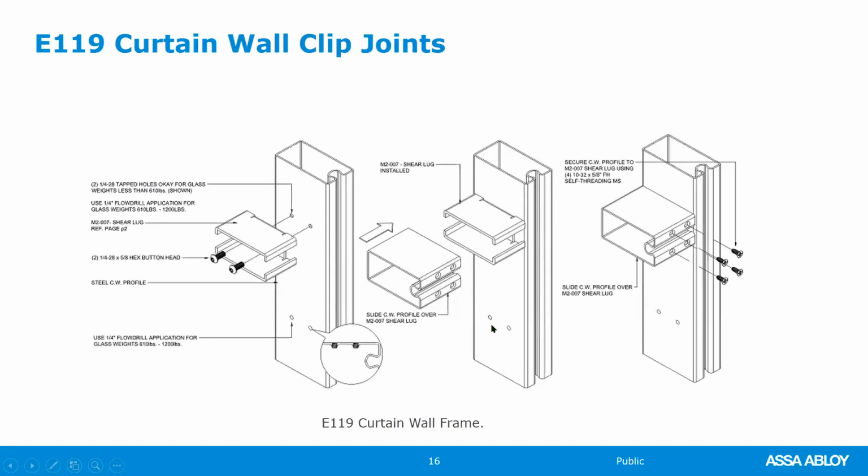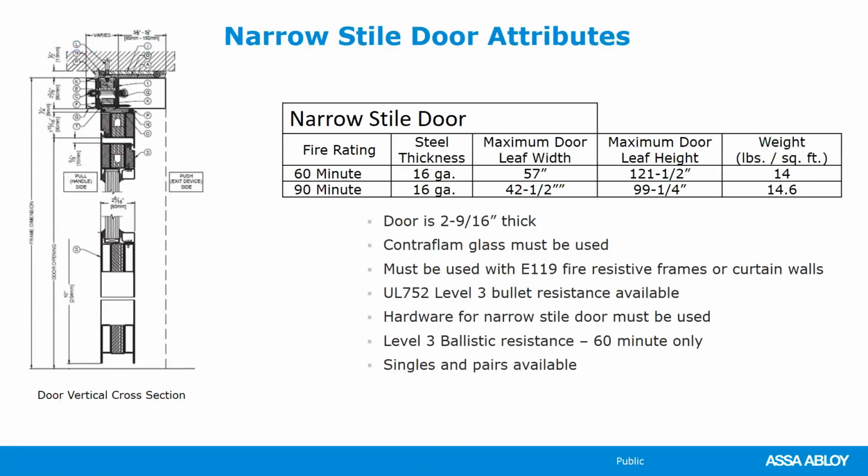Similar construction to the other framing, again with everything machined for accepting the fasteners. Very simple construction. There's also a narrow style door. If you look closely, the door is very similar in appearance and construction to the 60-minute framing material. It's 2 9/16 thick.